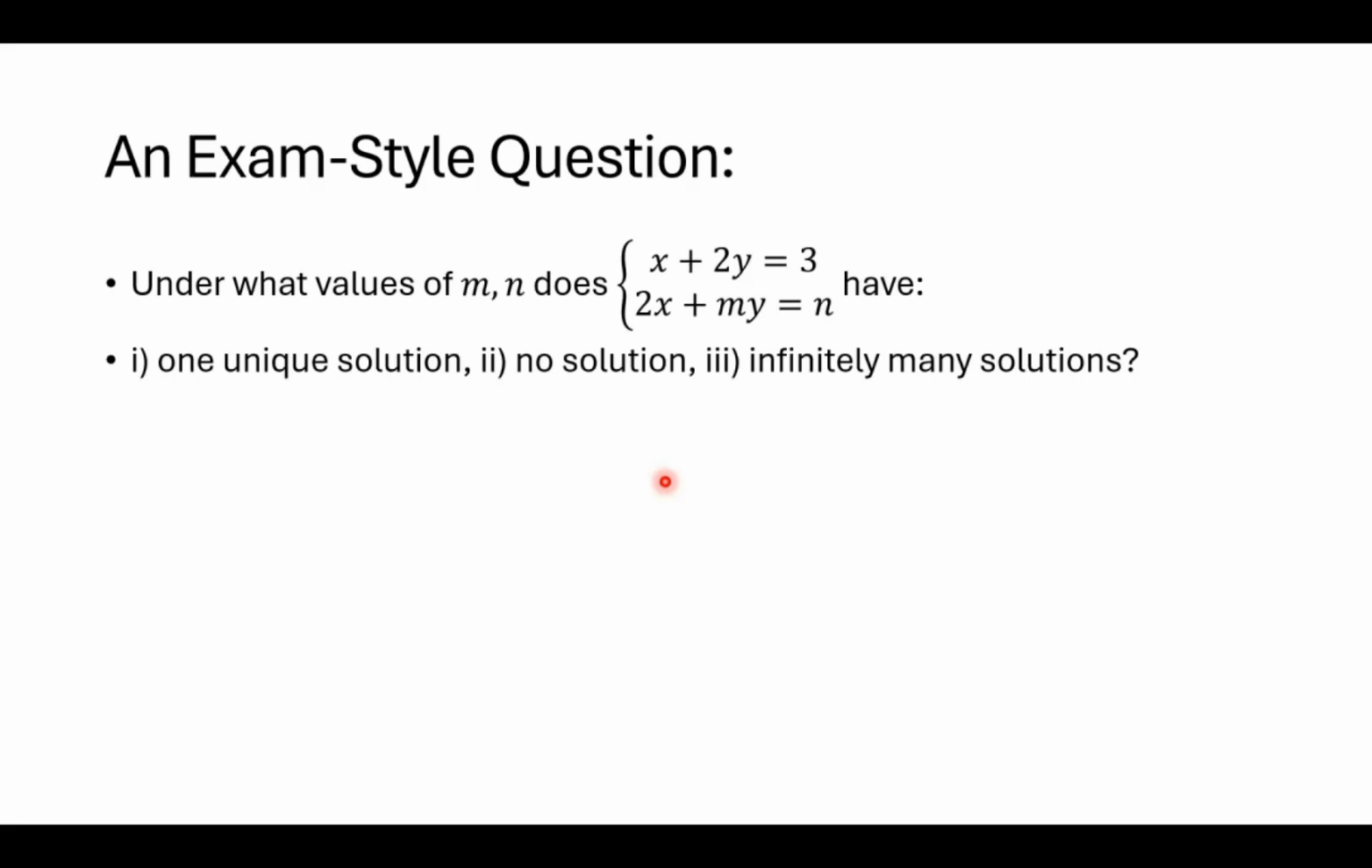Now we will do a hard example, an exam style question. So the question is, for what values of m and n does this system of equations have: Part 1, one unique solution. Part 2, no solution at all. Part 3, infinitely many solutions of x and y that will satisfy this system.